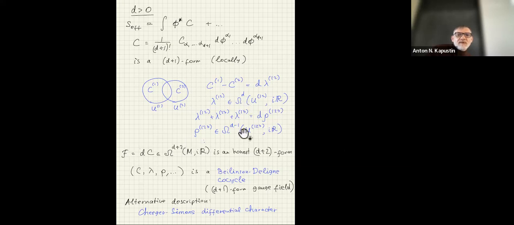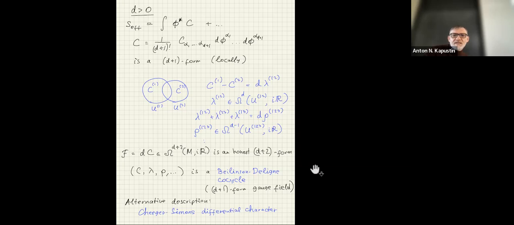this closed two form comes from this locally defined D plus one forms, which themselves satisfy some conditions on double overlaps, which so forth define condition on triple overlaps. So by itself, a closed D plus two form is just a closed D plus two form, but the collection of all this data is something better.